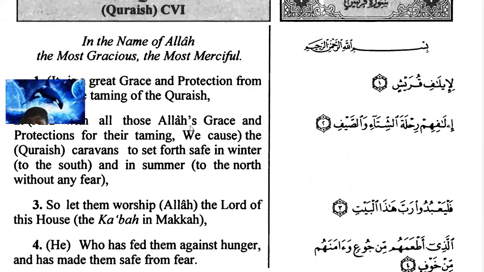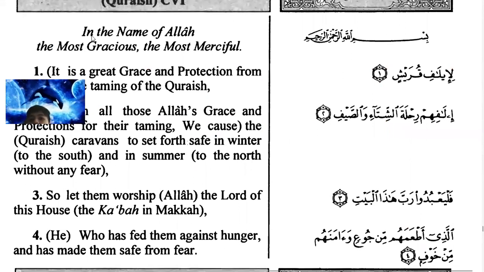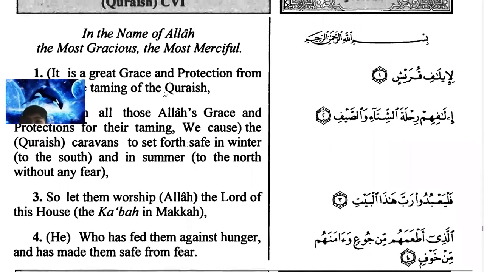So this surah was for the people of Quraysh. So just read it. In the name of Allah, the most gracious, the most merciful. It is a great grace and protection from Allah for the taming of the Quraysh. And with all that grace and protection, we caused the Quraysh caravans to set forth safe in winter to the south and in summer to the north without any fear. So let them worship Allah, the Lord of this house, the Kaaba in Mecca, who has fed them against hunger and made them safe from fear.